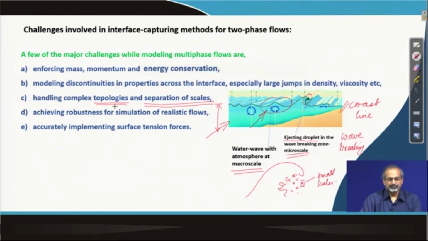And very often these governing equations or boundary conditions which you have to enforce at the interfaces can give rise to a stiff system of partial differential equations, and therefore the numerical solver which has to be used in that case has to be robust enough to simulate realistic flows involving such phase interactions. And then you also have to take care that the surface tension forces which exist at the interfaces are also represented or modeled accurately enough, so that the physics is well captured.